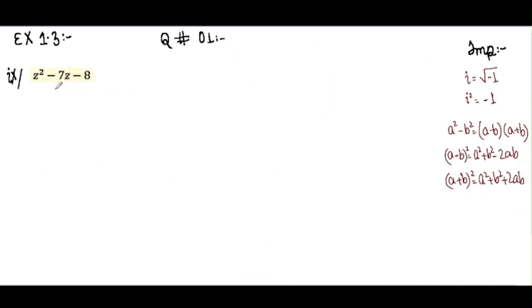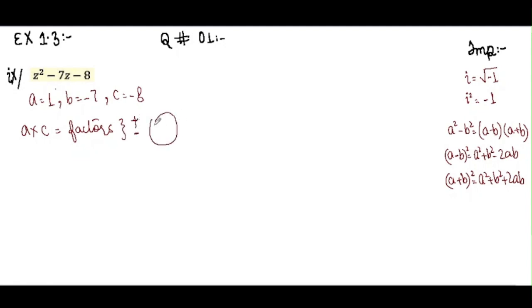So here it is part number 9, which is z square minus 7z plus 8. How are we going to solve it? Okay, we are going to use the midterm break formula. In midterm break, we have to find two factors of the numbers a and c. Here a is equal to 1, b equals minus 7, and c equals minus 8. We have to multiply a and c, and their factors are used to add or subtract to form the b term.